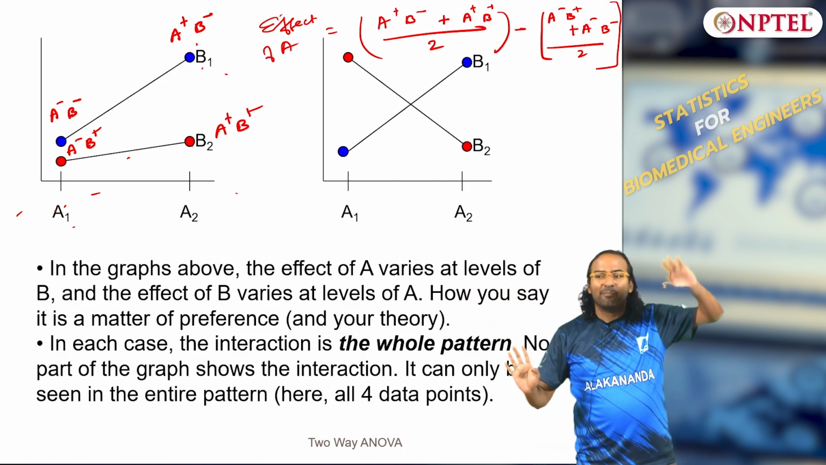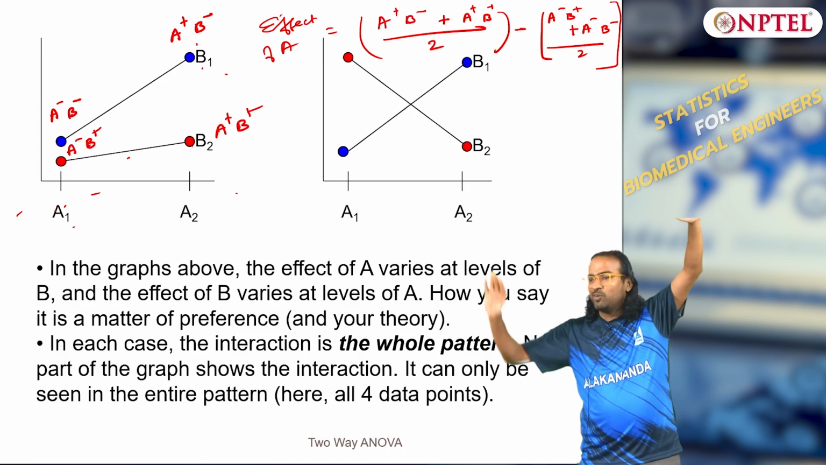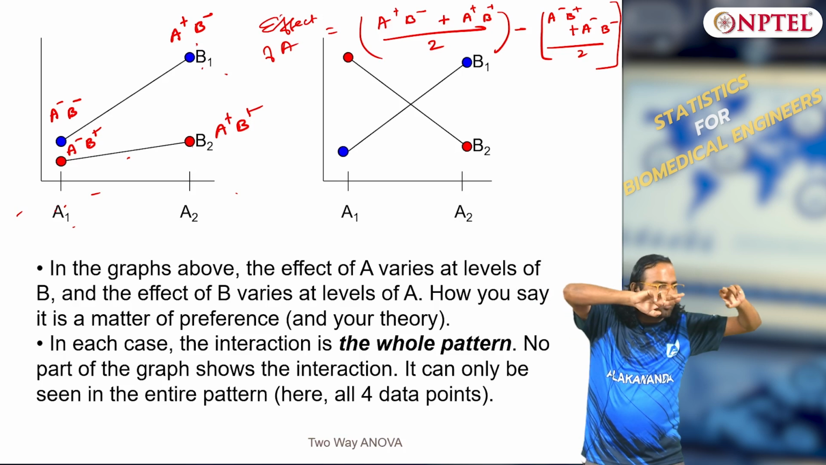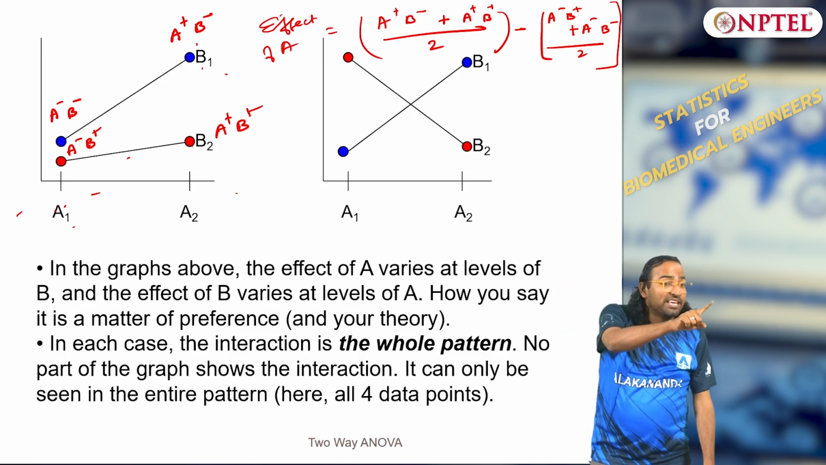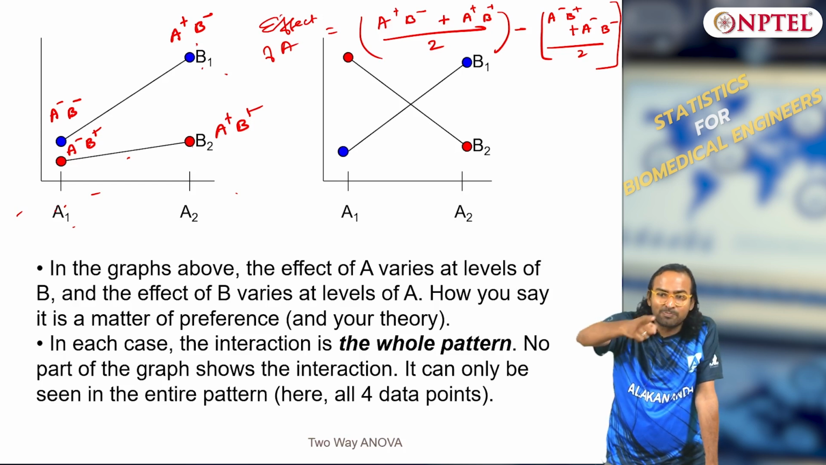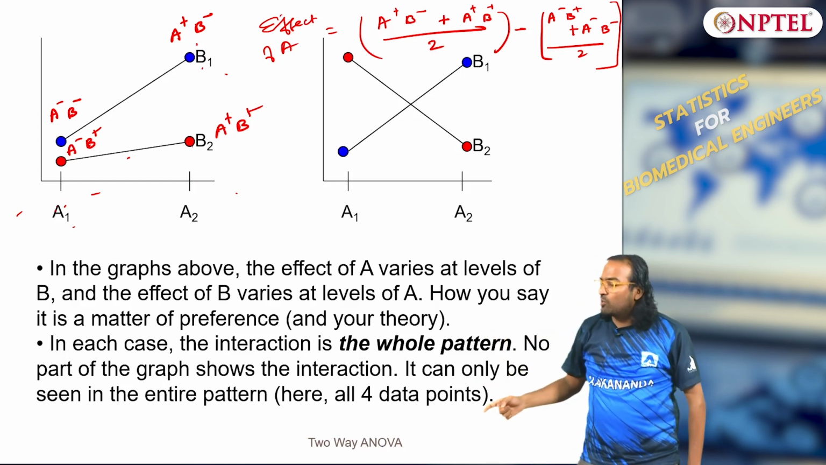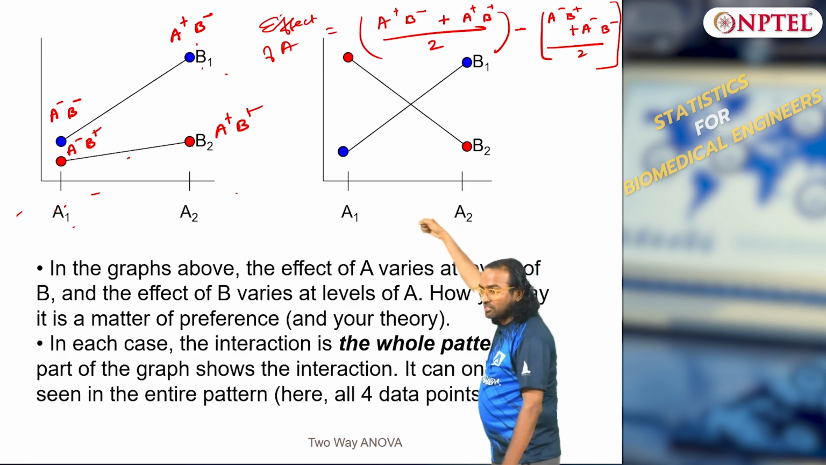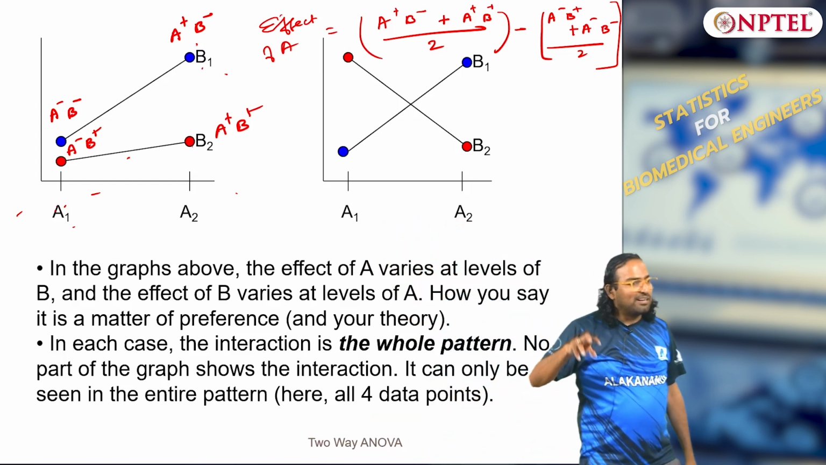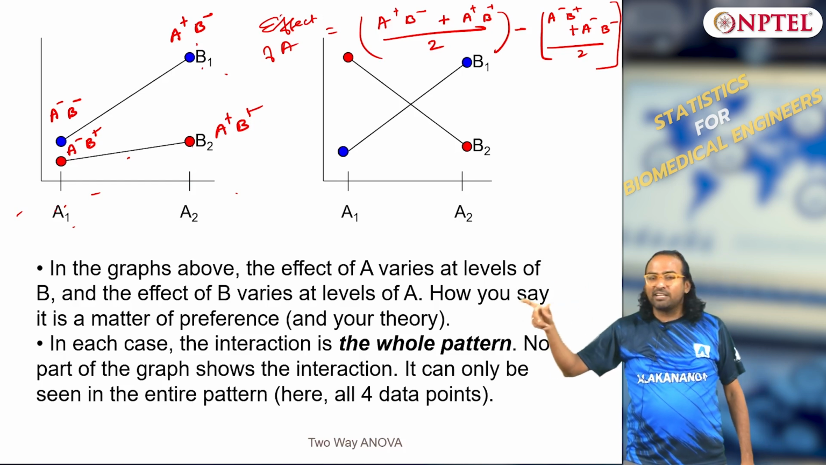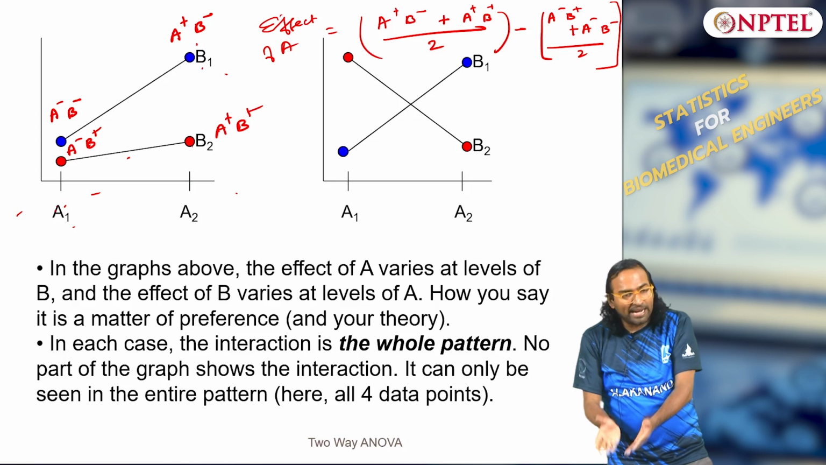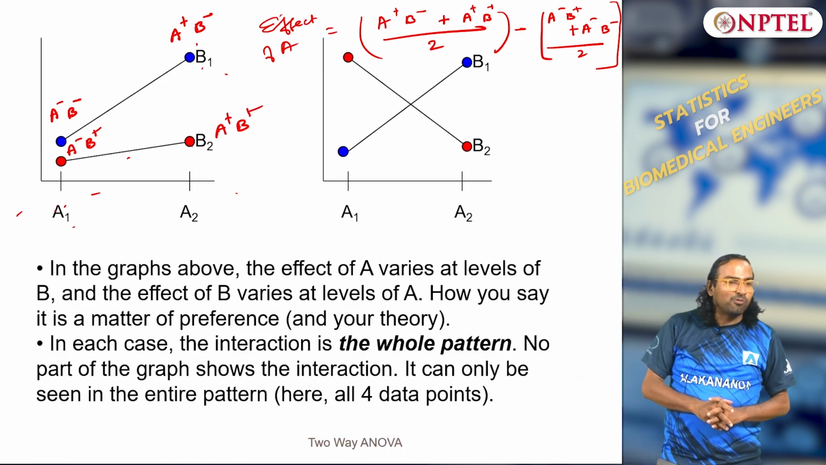Effect of A is the difference in A at 2 levels. You want to see the difference of A at 2 levels, irrespective of B. It is irrespective of the other factors. So what should I do? I kept A positive irrespective of B, took an average, and then A at low level I averaged over the 2 levels of B, then I take the difference. This is the main effect of A.